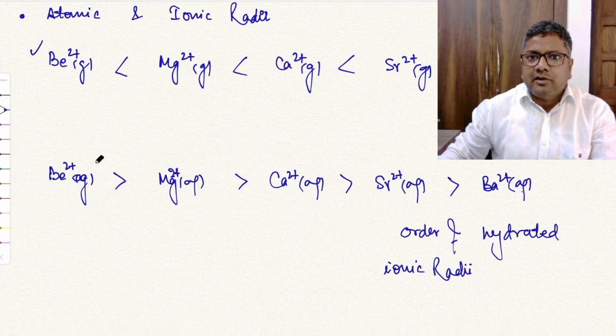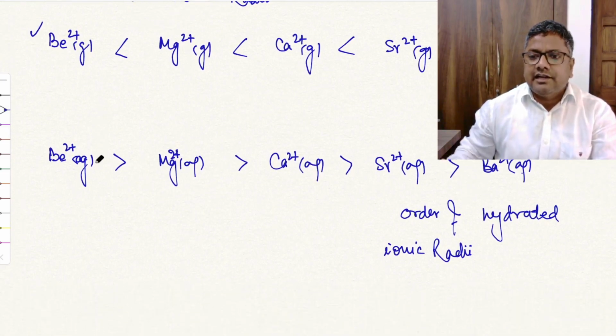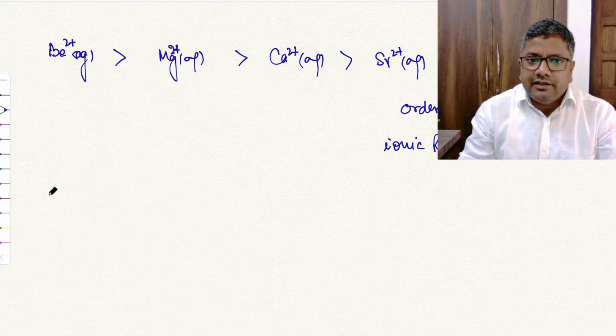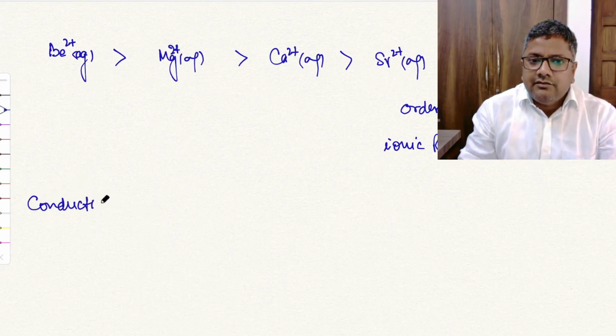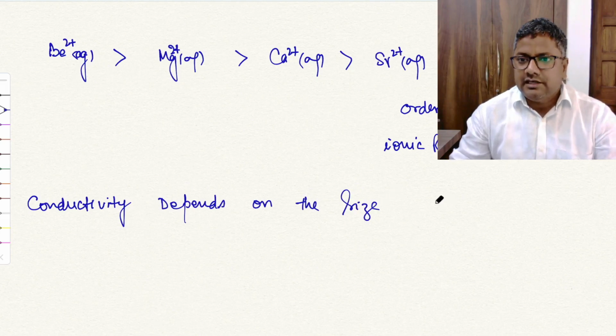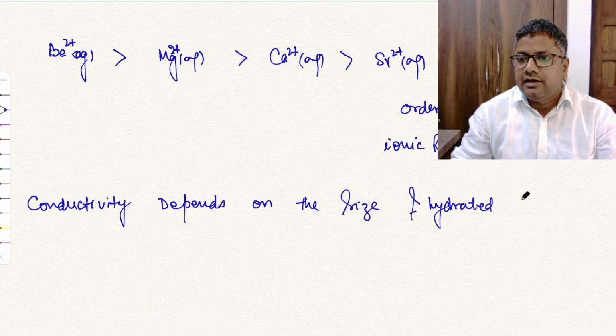And one more property is associated with this, that is the electrical conductivity. If we are talking about conductivity, conductivity depends on the size of hydrated ionic radii.